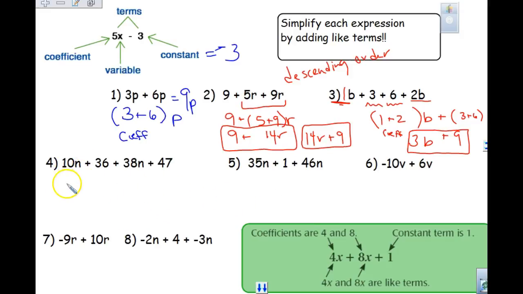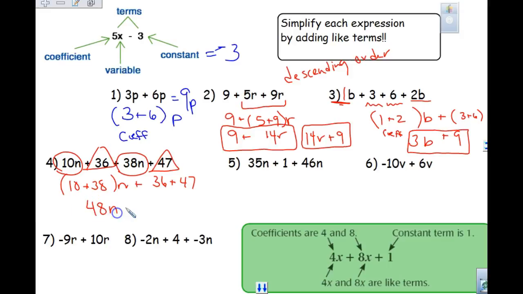So again, grouping them, put your coefficients and add your two numbers, 36 plus 47. If you think it helps you to circle the like terms, because I'm going to put 10 plus 38 in here, and then I just leave the constants. Some people like to circle them, or they use their highlighters, or they use triangles. So please do the addition. 48n plus 83.